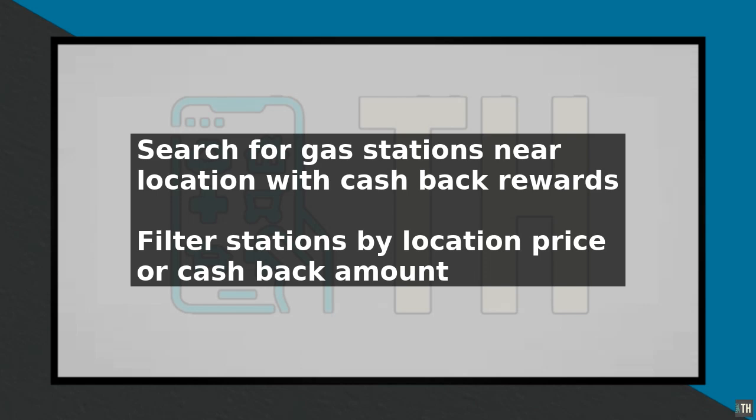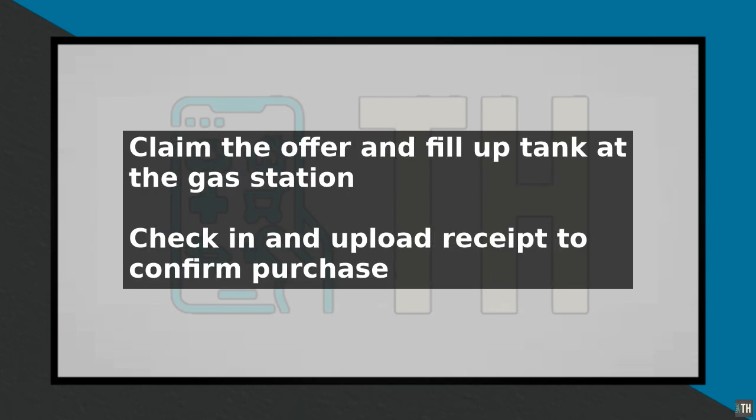After filling up, go back to the Upside app and click the Check-in button to confirm your purchase. Next, upload a photo of your receipt to the app, making sure to include the date, time, and purchase amount. The app will then verify your purchase and credit your account with the cashback amount.